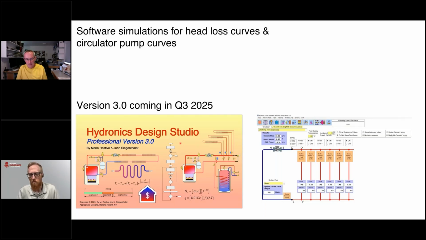Hey, John, the person that posted that question actually just posted a follow-up to that question. They said, my follow-up to my question is, now that I plot the characteristics, how do I pick the correct circulator based on all the information I now have?